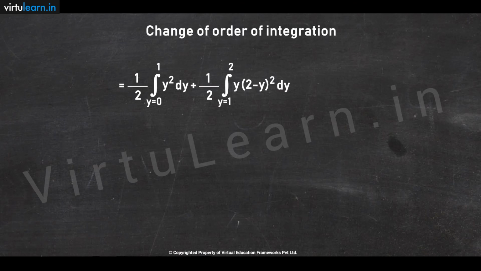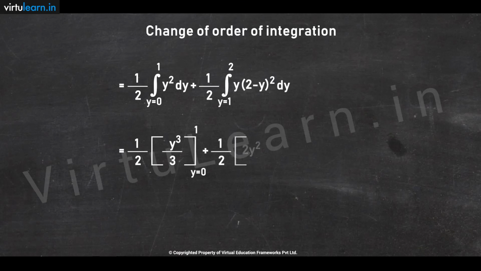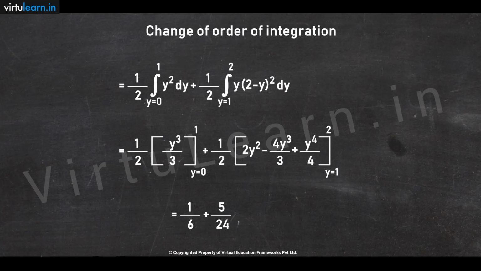Now to perform integration, we get half of y cube by 3 to be evaluated at y equal to 0 and 1, plus half of 2y square minus 4y cube by 3 plus y to the power 4 by 4 to be evaluated at 1 and 2. Substituting the limits and doing a little simplification, we get 1 by 6 plus 5 by 24, or on further simplification we get 3 by 8.